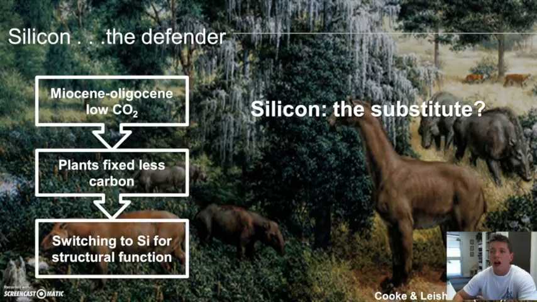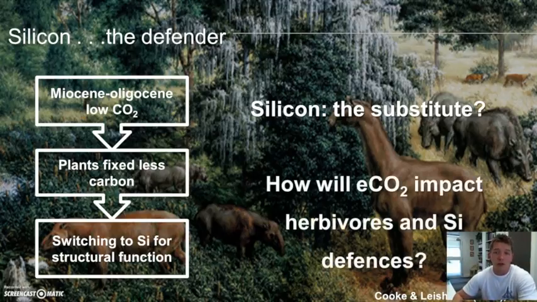And this suggests a possible direct plant silicon herbivore co-evolutionary arms race. And so if we've seen such strong responses to changes in our atmospheric CO2 in the past, possibly then we're seeing changes in the future. So I'm then interested in how will elevated CO2 impact herbivores, and what role will silicon-based defences play in the future. So I wanted to test this.